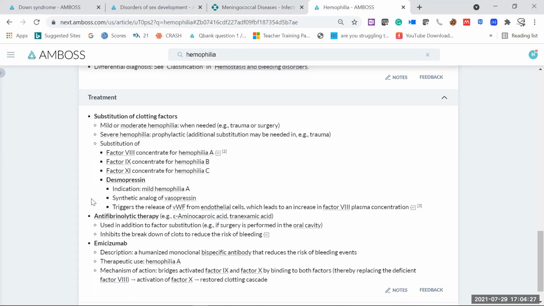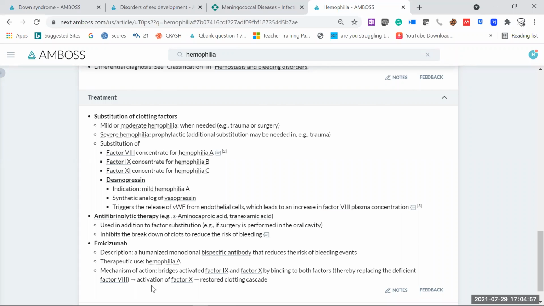Now emicizumab: a humanized monoclonal bispecific antibody that reduces the risk of bleeding events. So if you are giving this kind of medicine, it is actually going to reduce the risk of bleeding. So you can say it will help with the progression of the disease, but of course the disease which is occurring in the body, it's not going to help with that. Only the chances of recurrence or progression of the disease are going to be covered if you are using this emicizumab.